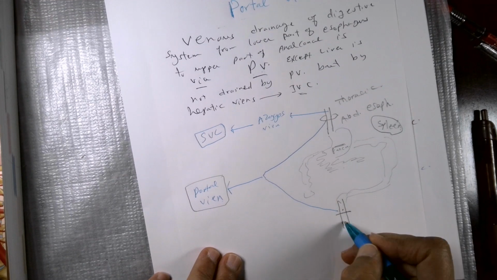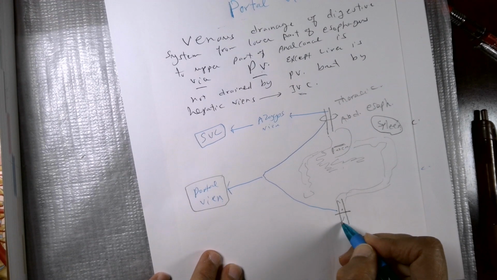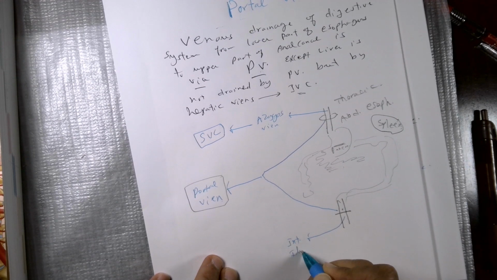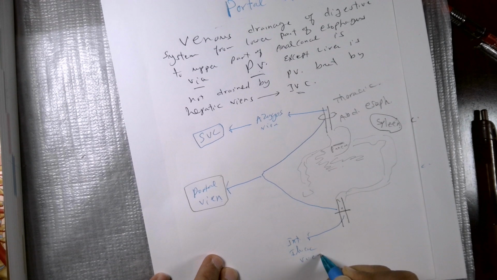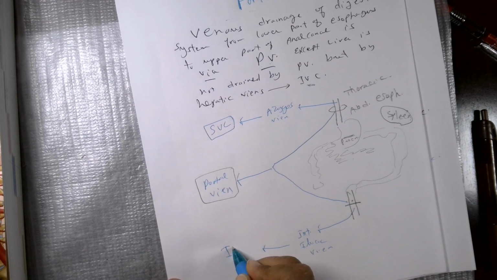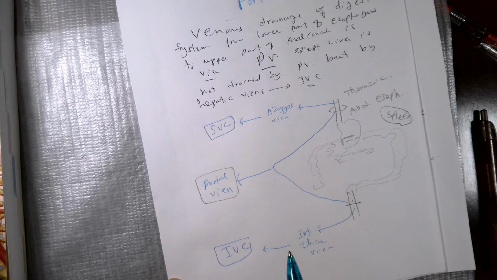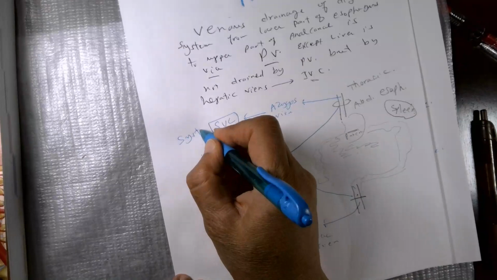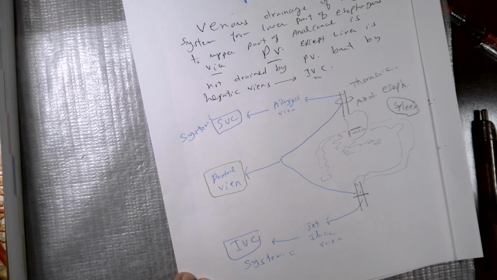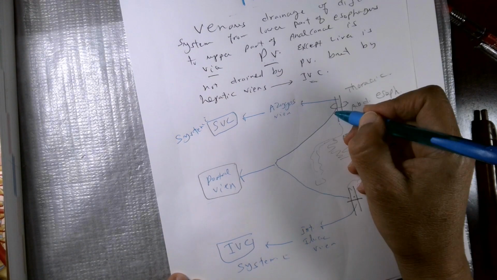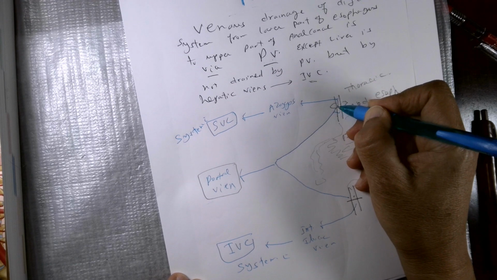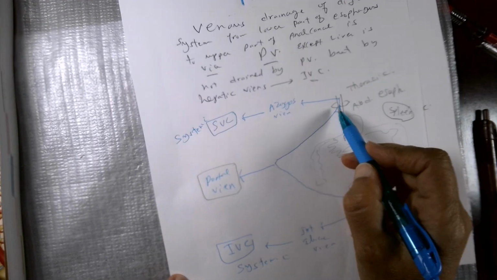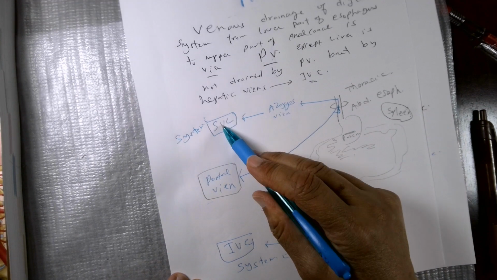The lower part of the anal canal drains to the internal iliac vein, and from there to the inferior vena cava, and this is systemic. So this is systemic, this is systemic, but this is portal. So there is a point of anastomosis between veins that go directly to portal and the veins that go directly to systemic circulation.